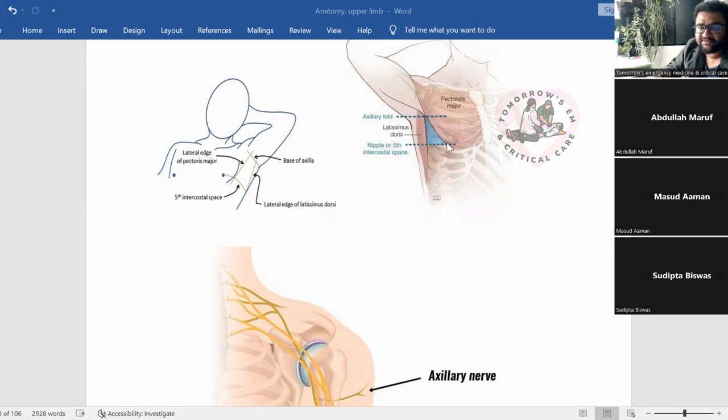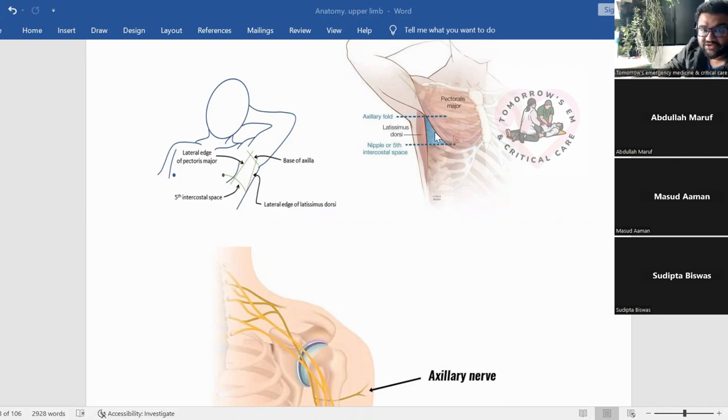Base: the fifth intercostal space. Don't say nipple line, because in a lady of 60 years, the nipple line will be in the abdomen, isn't it? But don't say nipple line. I don't like it. So the fifth intercostal space. Okay. So this is the triangle of safety.